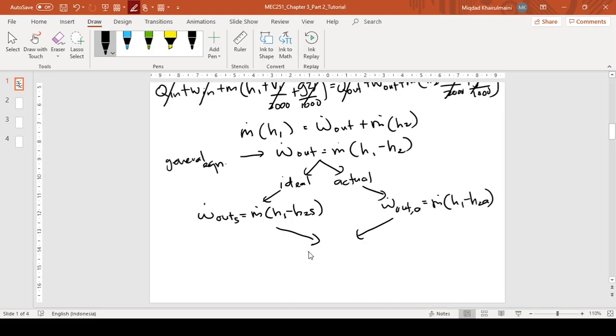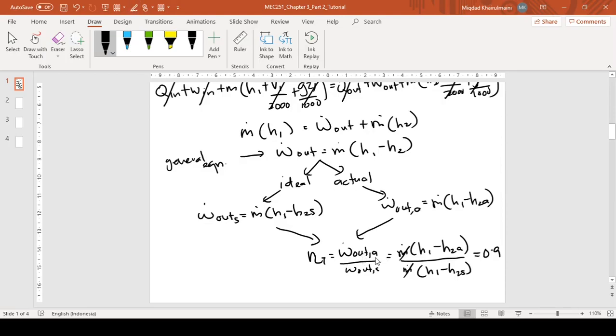So isentropic efficiency equals work out actual over work out ideal. So we can write it back: m dot (h1 minus h2a) over m dot (h1 minus h2s). So we can cancel the m dot. Okay, so we can get the isentropic efficiency equation, once we have found the equations for actual and also ideal work output.